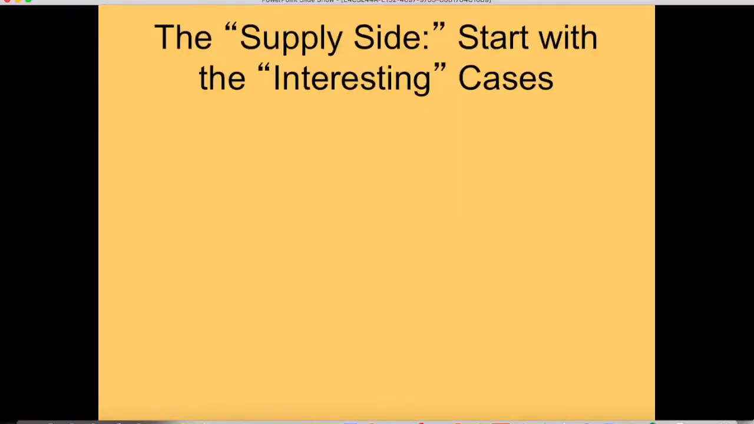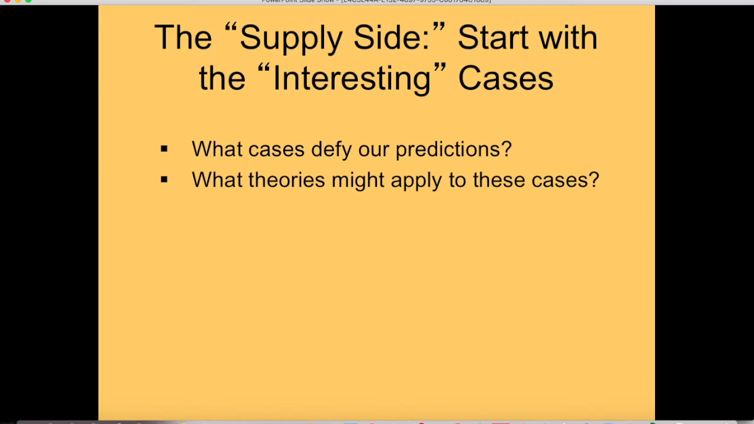Okay, we can also start with the supply side. Start with what we think are interesting cases, however we define interesting cases. So we might look for cases that defy our predictions, that don't have the outcome that we expected or that theorists or scholars or policymakers predicted. We might call these deviant cases or outlier cases. These are intrinsically interesting cases. We might ask what theories might apply to these cases that might explain their outcomes.